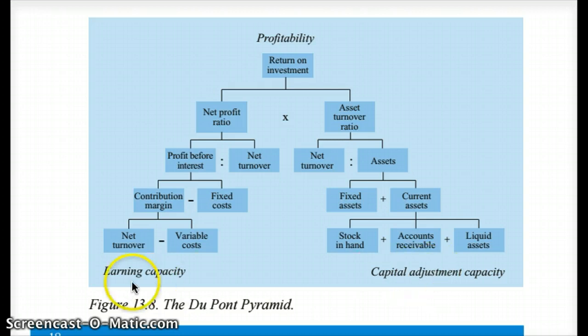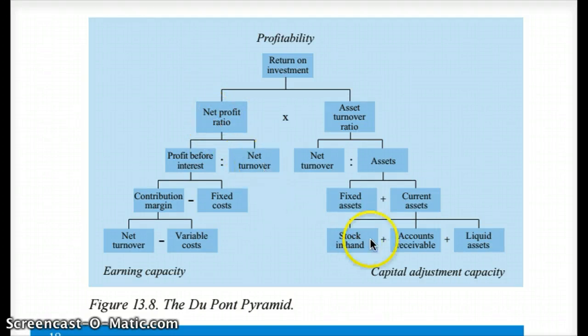If we start here at earning capacity, we have the net turnover, and you subtract the variable costs. When you do this, you get the contribution margin. Afterwards, you subtract the fixed costs and you get the profit before interest. If you take the profit before interest and divide it by the net turnover, you get the net profit ratio.